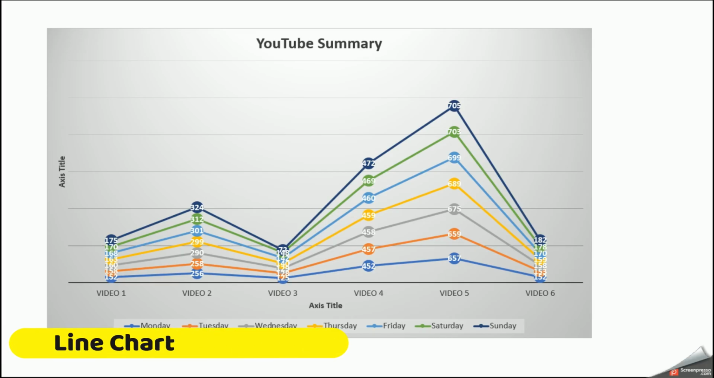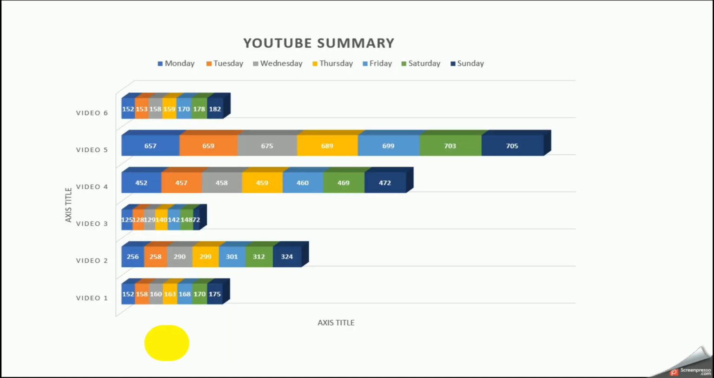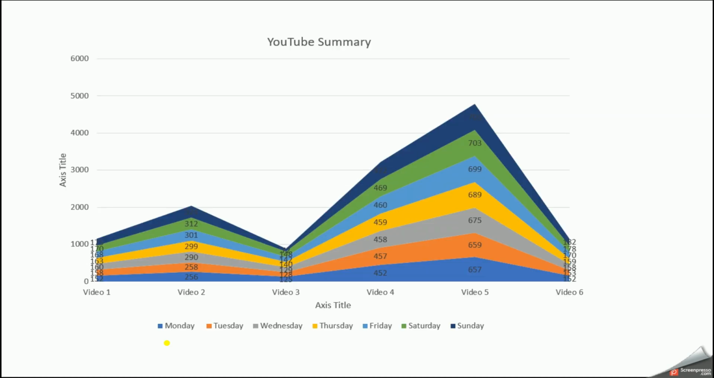First one is the line chart. Normally, we use a line chart to show the changes over a time. Pie chart. We use a pie chart to separately identify the percentages of your data. Bar charts. This is the opposite version of the column chart. They are used to compare data. Area charts. These are used to find out the area of the data which we have achieved over a time.